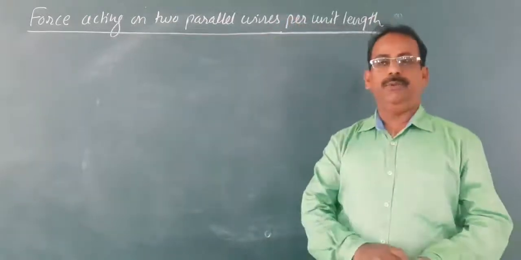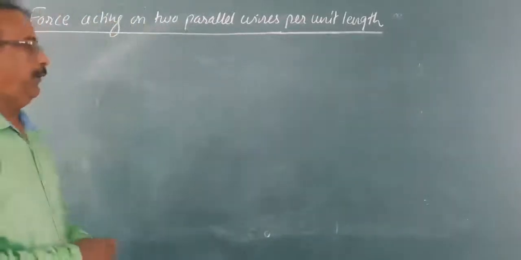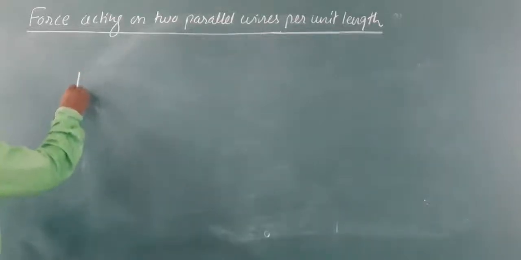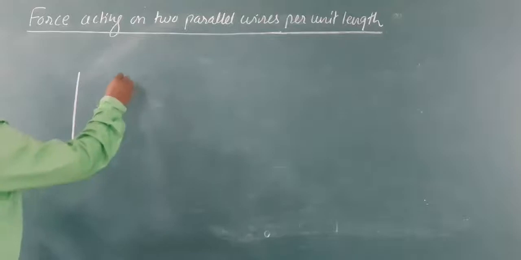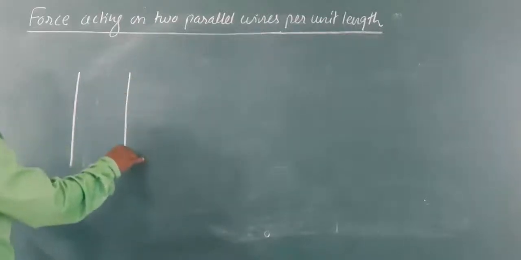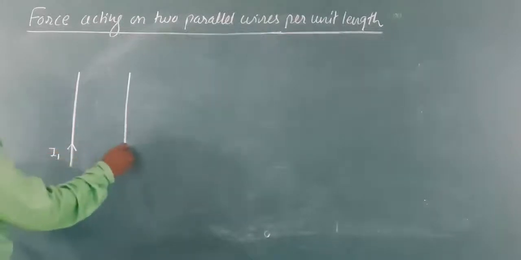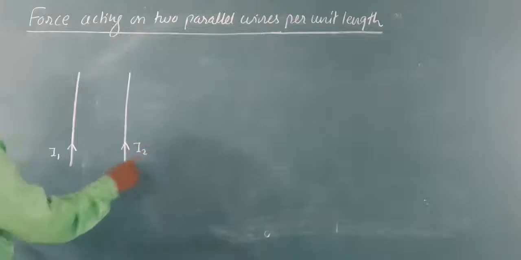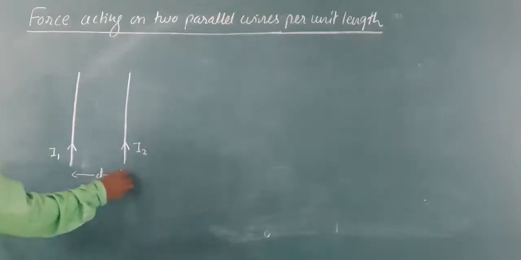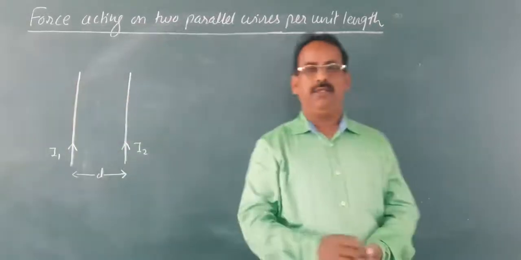How to find this force? See, take 2 wires. These are the 2 wires, long, straight wires, through which currents I1 and I2 are passing in the same direction as shown in figure. The distance between these 2 wires is equal to D.